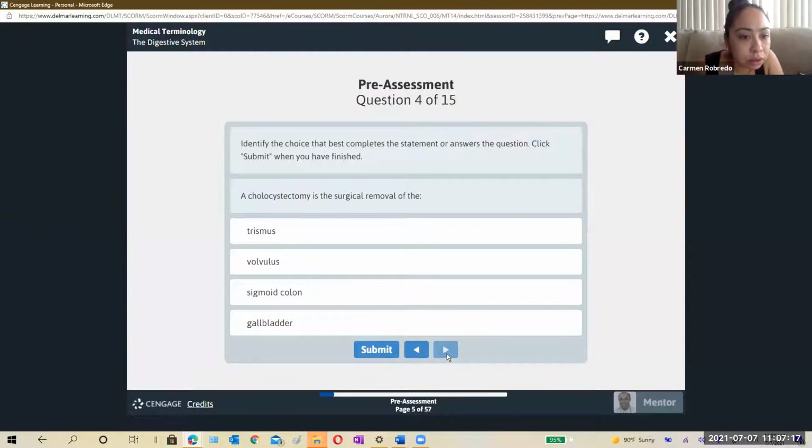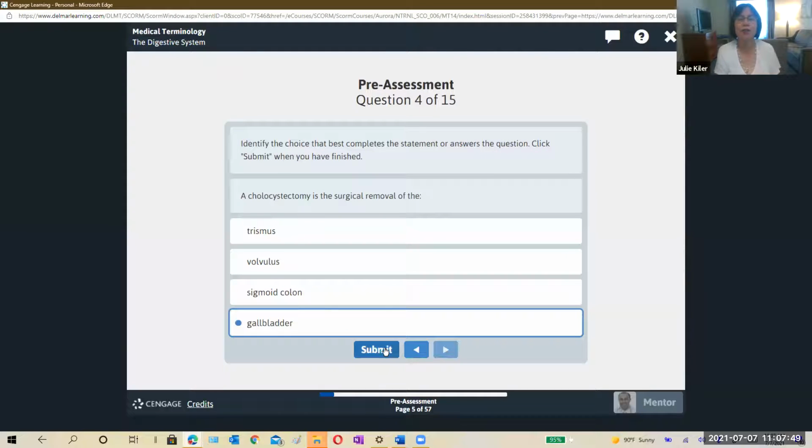Okay, a cholecystectomy is a surgical removal of the trismus, volvulus, sigmoid colon, or the gallbladder. For sure it's not colon. And not the first two, right? So cholecyst is gallbladder. Oh, why did I tell you the answer? My goodness, I was trying to just give a hint, but I gave the answer, so never mind.